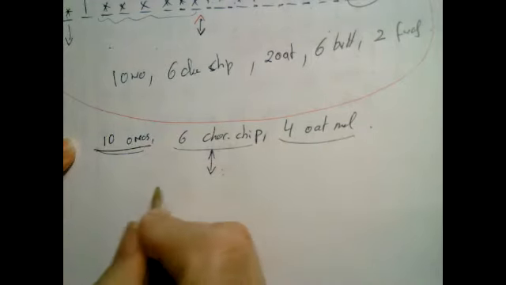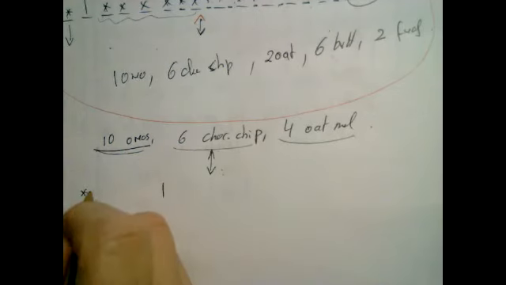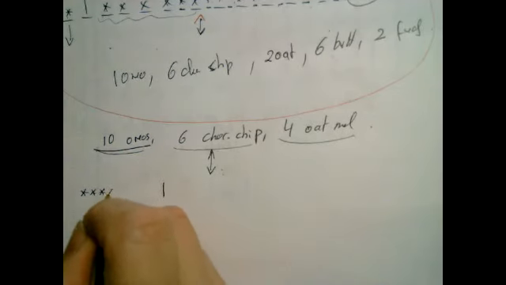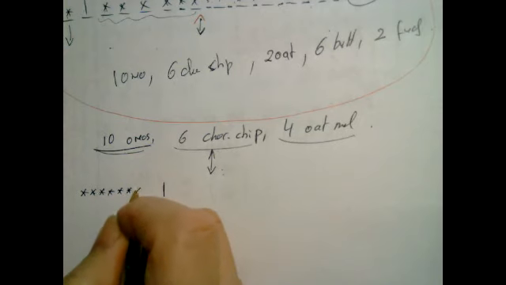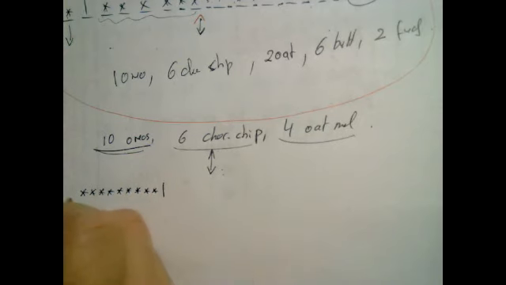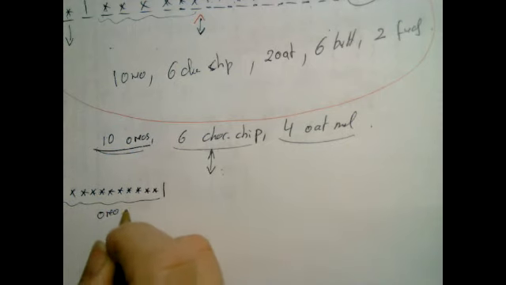If you have 10 Oreos, that's how it looks. 4, 5, 6, 7, 8, 9, 10. So this is the Oreo category.